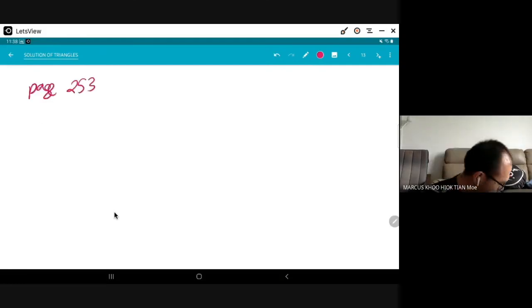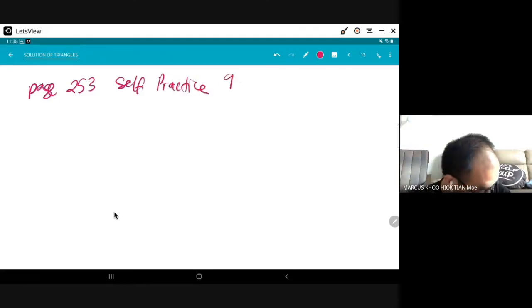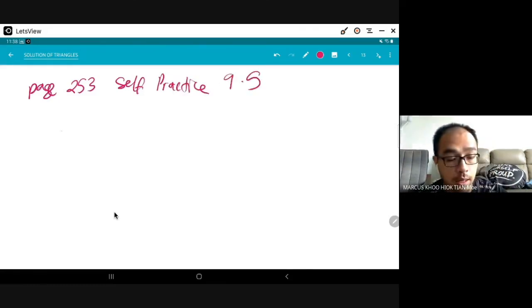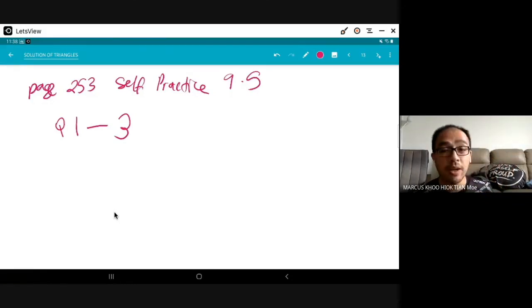page 253, self-practice 9.5. Question number 1 all the way to question number 3. 1, 2, and 3. Very easy. And then please hand in your homework before Thursday's class.